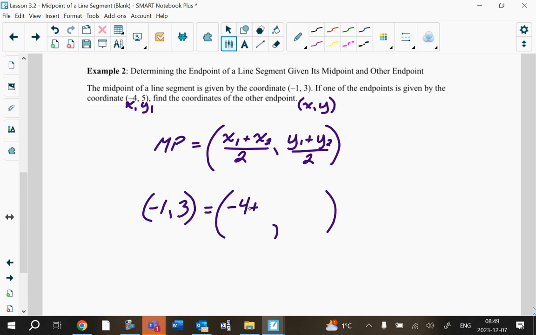So -4, but I don't know the second endpoint, do I? So I call it x, divided by 2. Similarly, I know the y coordinate of one of the endpoints, it's 5, but I don't know the other one. I'm trying to find it, so I call it plus y, divided by 2. So that's what it looks like. So I need to figure out what value for x will give me -1 when I do (-4 plus x) divided by 2.